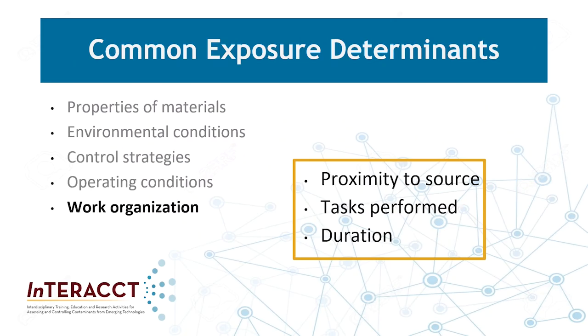I use the phrase work organization here to refer both to the physical organization of the workspace and the job organization. Physical organization influences the proximity of workers to sources of exposure and can therefore influence the magnitude of workers' exposure. Job organization defines which task each worker performs during a shift and how long workers perform each task. Both of these factors can influence the magnitude, frequency, and duration of exposure.